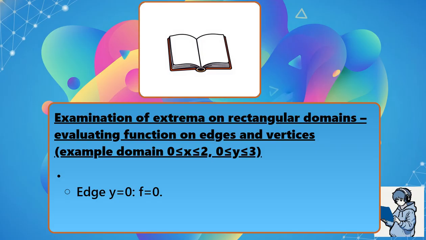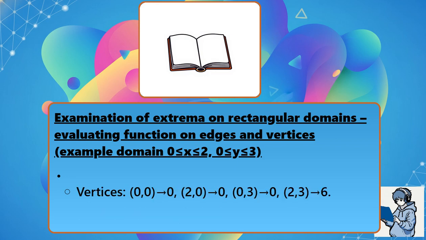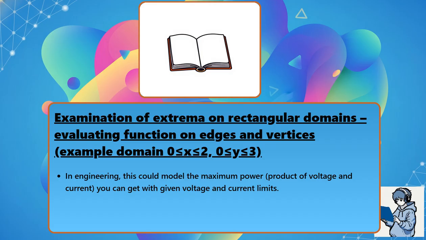Edge y equals 0, f equals 0. Edge y equals 3, f equals 3x. Derivative 3. No interior extremum; endpoints: x equals 0, f equals 0, and x equals 2, f equals 6. Vertices: 0, 0 gives 0; 2, 0 gives 0; 0, 3 gives 0; 2, 3 gives 6. Thus the absolute maximum is 6 at 2, 3, and the absolute minimum is 0 at all points on the axes. In engineering, this could model the maximum power, the product of voltage and current, you can get with given voltage and current limits.